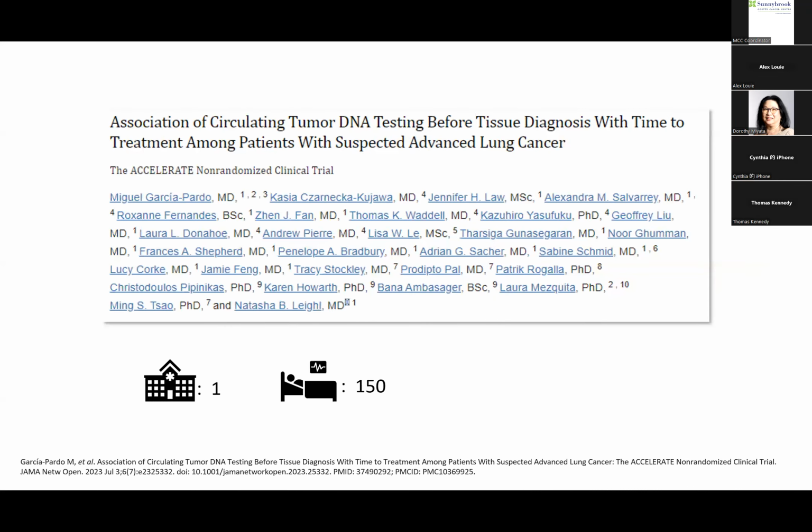So this is a single-centered study, an Accelerate clinical trial, which was performed at Princess Margaret, in which 150 patients who had been referred to their lung diagnostic program for investigation and diagnosis, who had previously had radiographic evidence of advanced lung cancer, which they defined as incurable stage 3 or stage 4 lung cancer, underwent both standard investigation as well as a plasma ctDNA test with the intent to identify whether time to treatment decision was shortened by the inclusion of a plasma ctDNA test compared to patients who did not participate in this trial in the prior 12 months and underwent tissue biopsy alone.